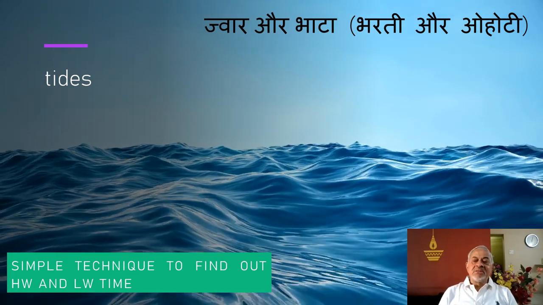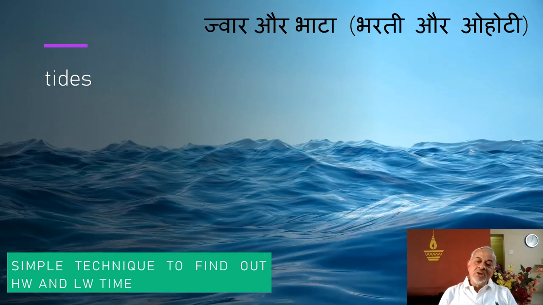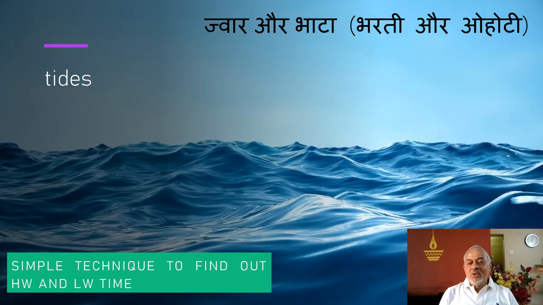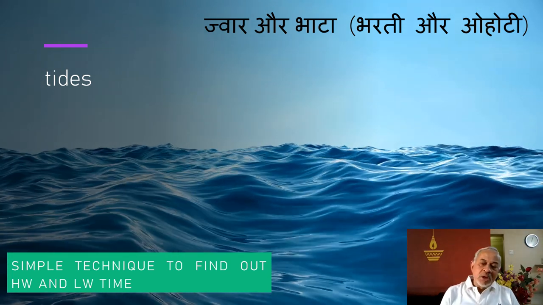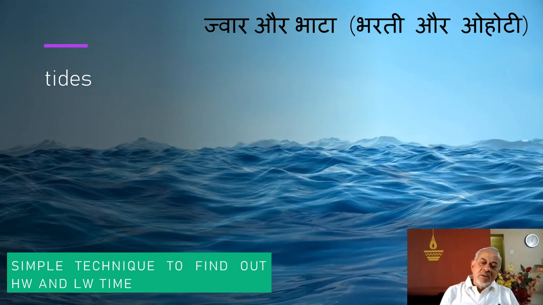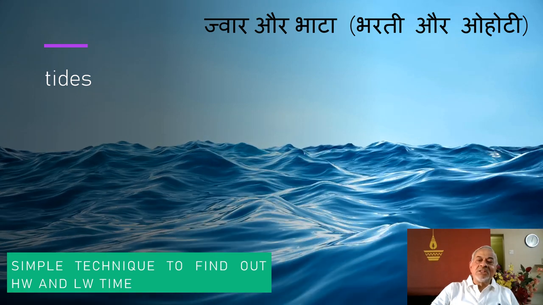So that all the mariners and the seafarers can have this simple technique and knowledge to at least know when the high water is going to be there and when the low water is going to be there, let them be in any part of the world. So let us see what it is.